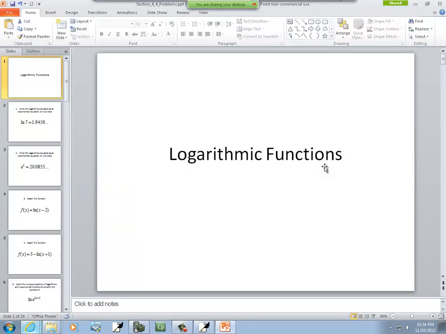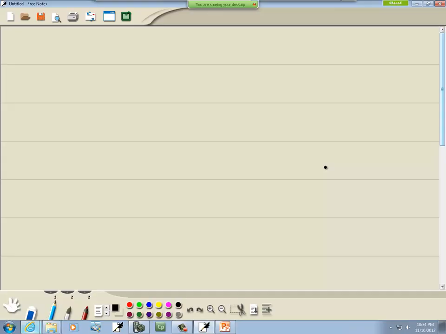Let's take a look at logarithmic functions. And the first thing we'll talk about is our definition of log, specifically, the log form versus the exponential form.